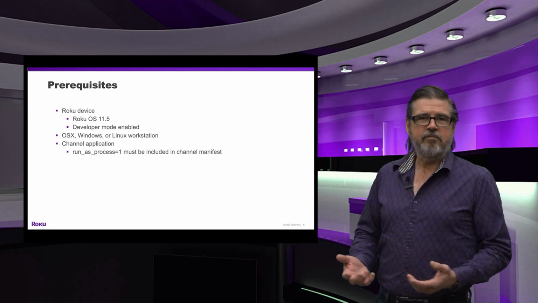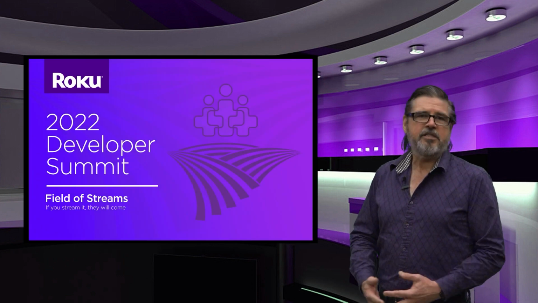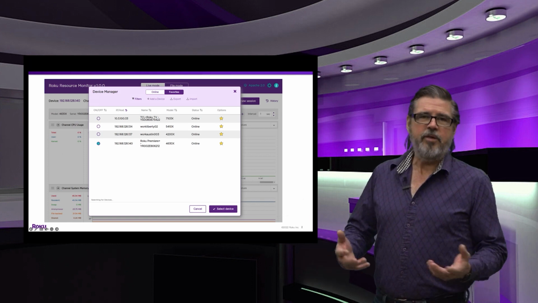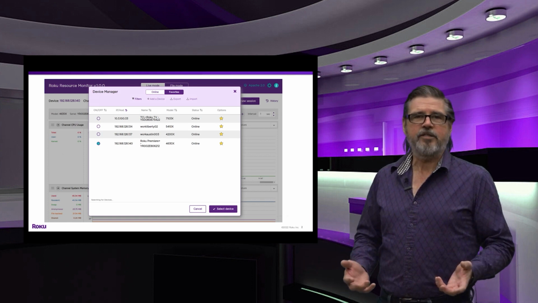We think you'll find it easy and intuitive to use. Once you launch the Resource Monitor, you'll have the ability to select a Roku device on your network to be monitored. Of course, you can also enter an IP address directly and mark your favorite devices for easy selection.